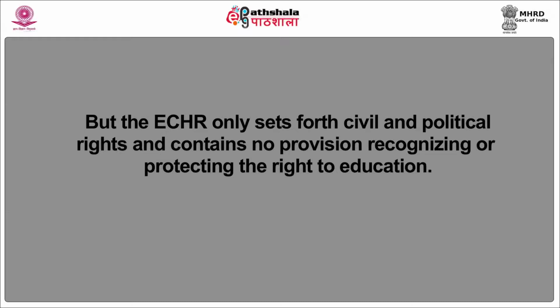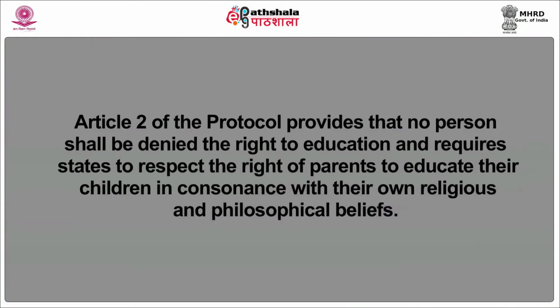The principal European regional human rights instrument is the European Convention on Human Rights, ECHR, of 1950. But the ECHR only sets forth civil and political rights and contains no provision recognizing or protecting the right to education. Protocol 1 to the ECHR for the protection of human rights and fundamental freedoms attempts to fill this gap. Article 2 of the protocol provides that no person shall be denied the right to education and requires states to respect the right of parents to educate their children in consonance with their own religious and philosophical beliefs.